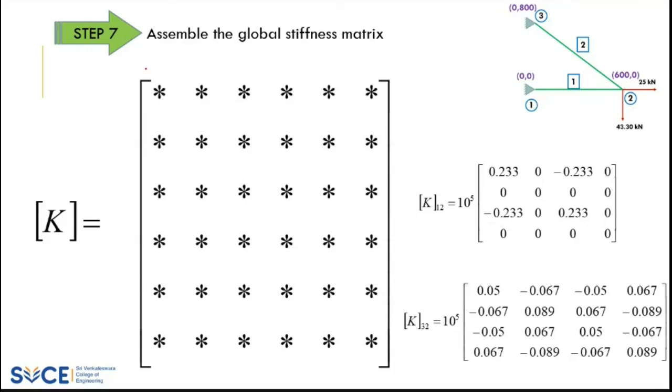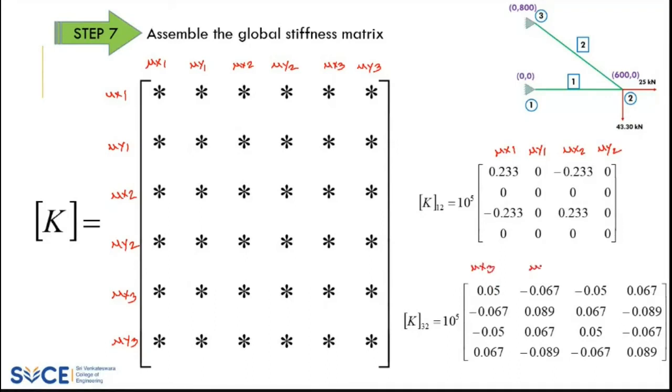So 1 is ux1, uy1, 2 is ux2, uy2, and 3 is ux3, uy3. Similarly, here also, ux1, uy1, ux2, uy2, ux3, uy3. How to address these things? So 1 and 2, right? Similarly, ux1, uy1, and connecting 2, so ux2, uy2. Here, it is 3, 2. First is 3, which means ux3, uy3, and this one is 2, so ux2, uy2. So be careful in addressing this.